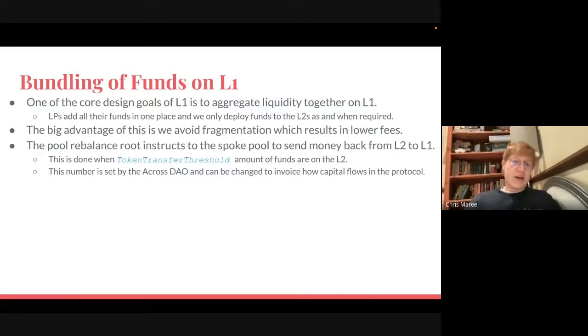But we aggregate all the funds onto layer 1. And to your question, Sean, around when we actually send money back and forth, this is influenced by the token transfer threshold, which specifies when we take money from the spoke pools and bring it back onto layer 1.